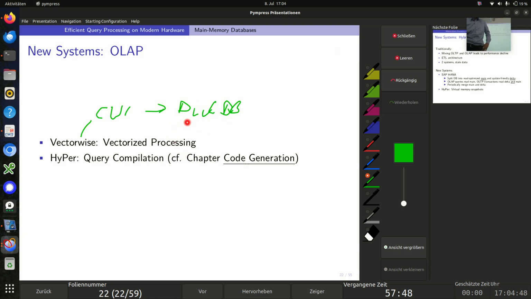So if you cannot read my writing, just imagine a duck. So, duck. Maybe my painting is better than my writing.